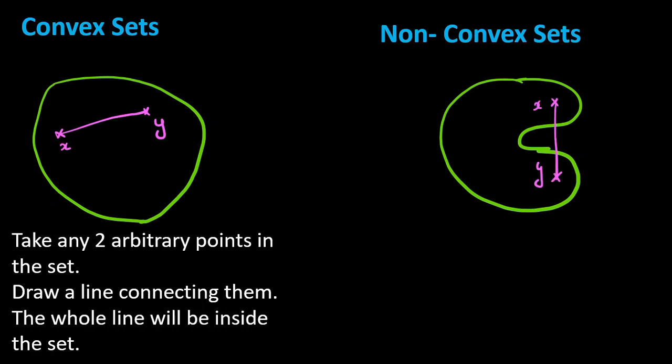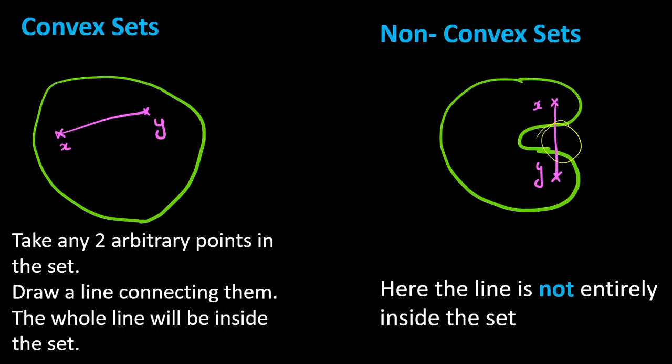Take any 2 points, okay, suppose these two x, y, and connect those 2 points, and we can see that a part of the line is outside the set. So this kind of sets are called non-convex sets or concave sets.